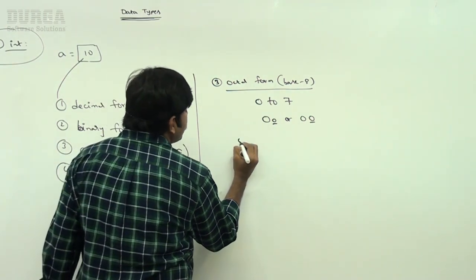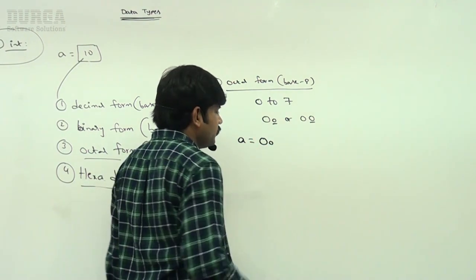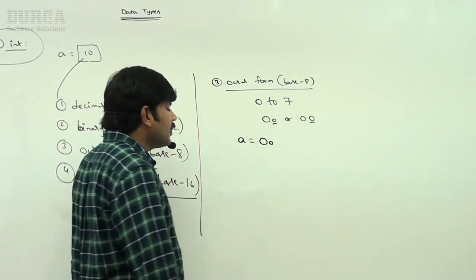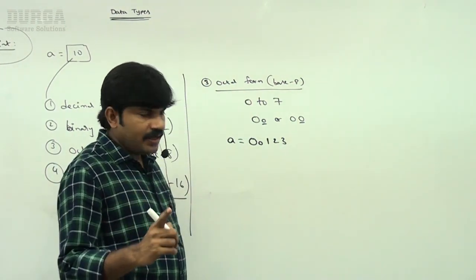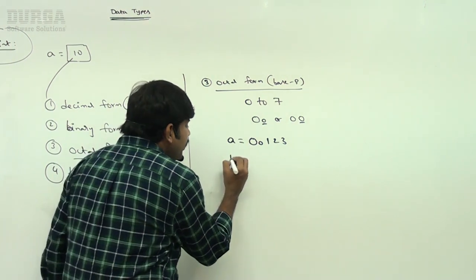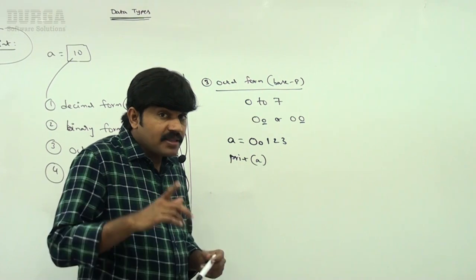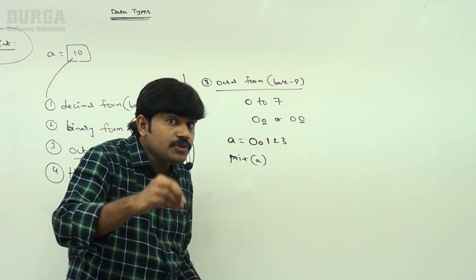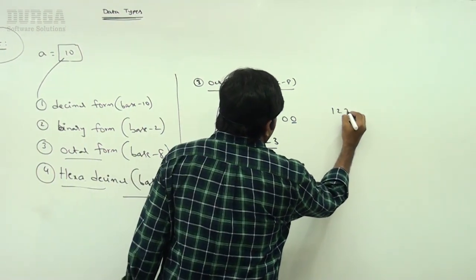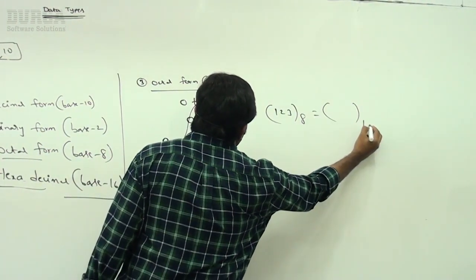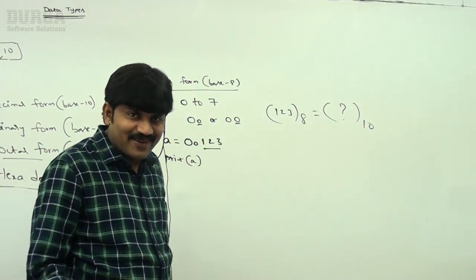Remember, suppose A is equal to 0 small o or capital O, anything you can take. Now 1 2 3 I am taking. Yes, perfectly, it is an octal number. If I print the value of A, what is the answer we are going to get? I told you already, the Python virtual machine always provides output in decimal format only. Convert this octal number into decimal, sir. How to convert octal to decimal? In our childhood we covered it already, in our school days.